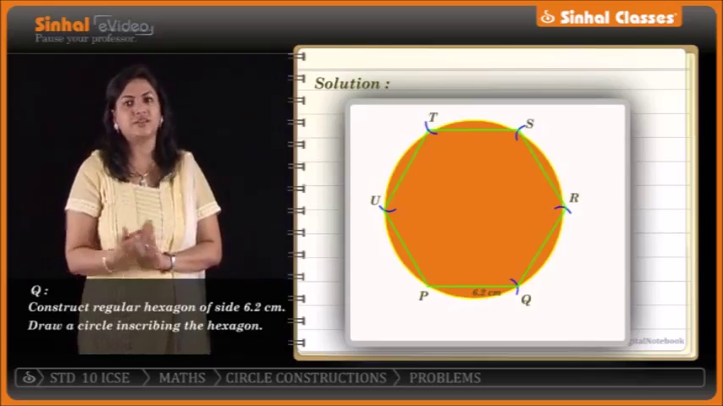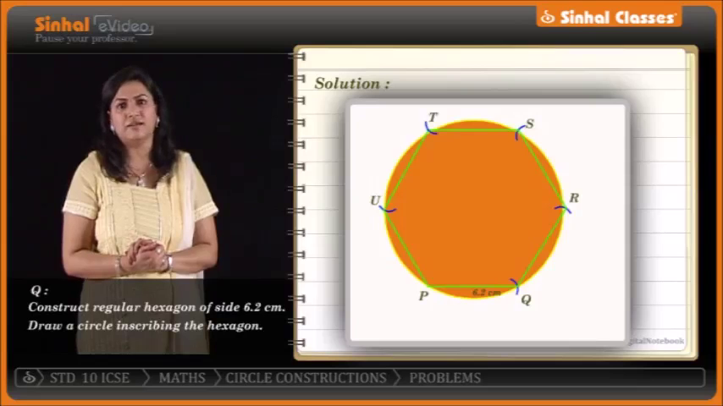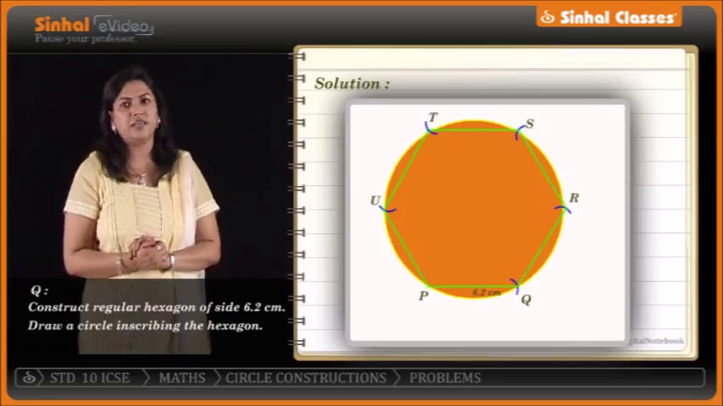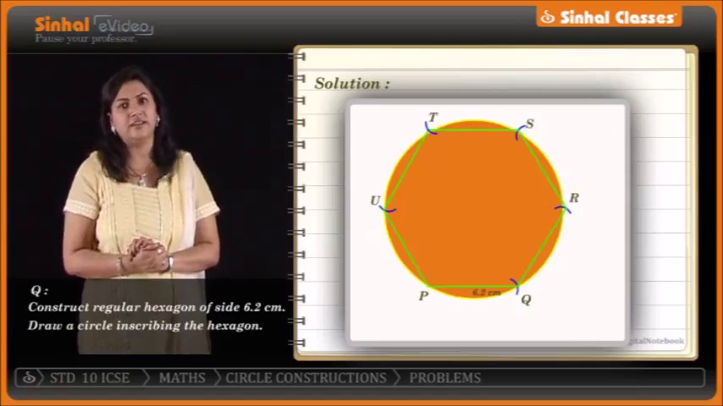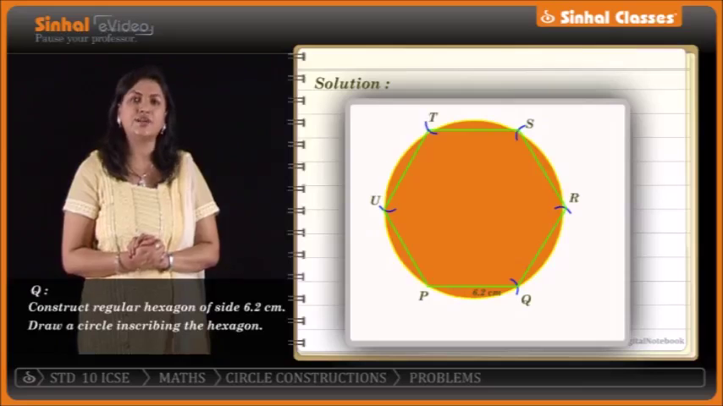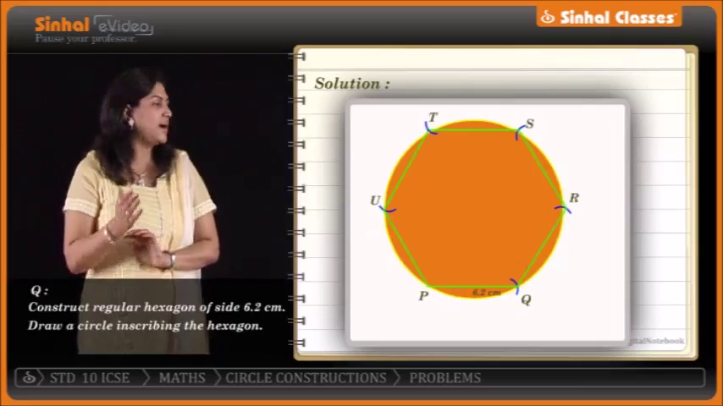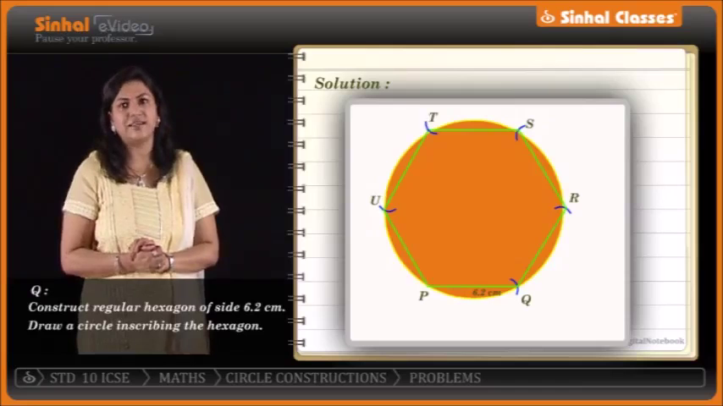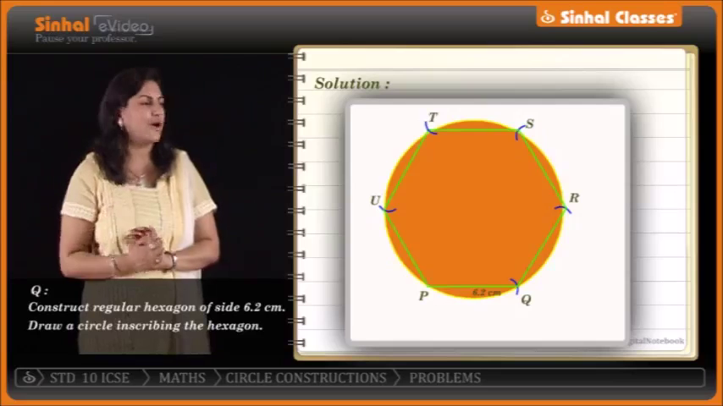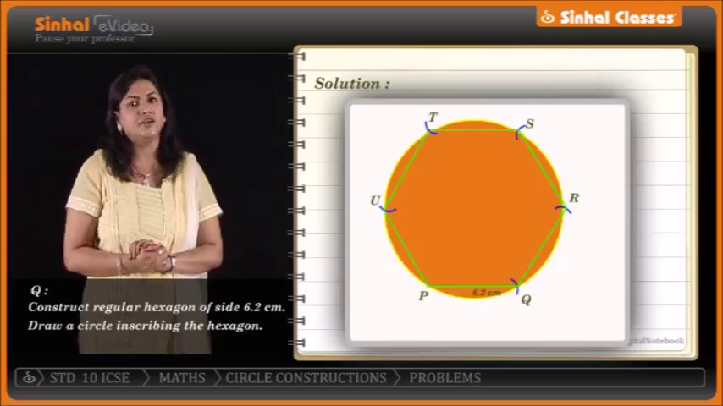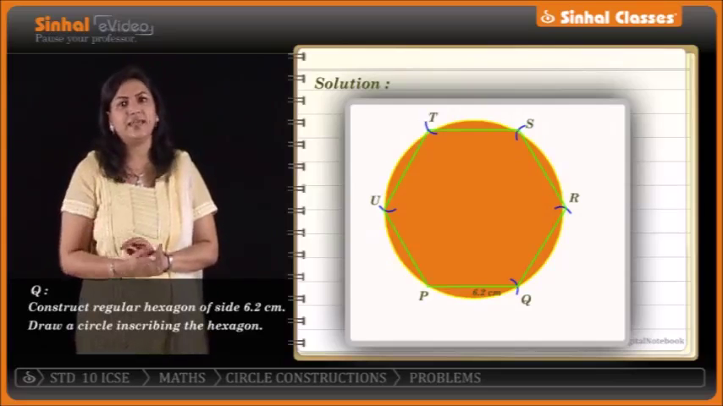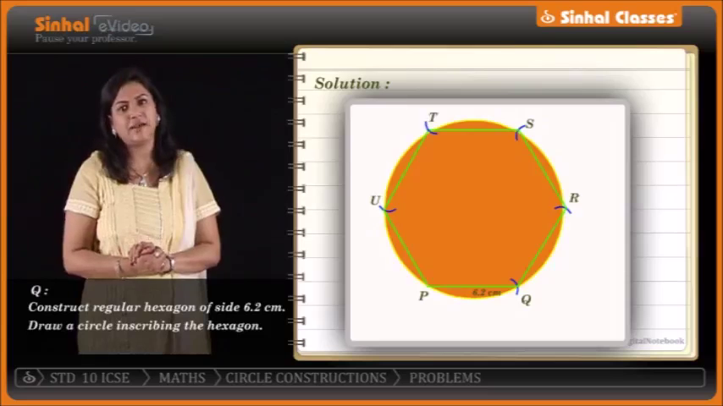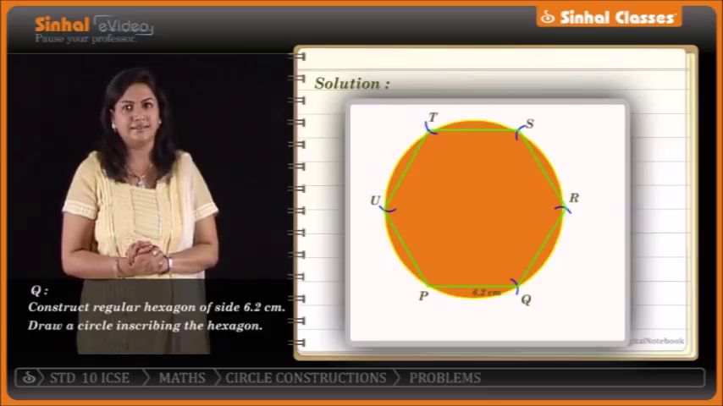We could also draw this using the alternate method. That is, draw PQ as 6.2 cm, and we know that each angle of a regular hexagon is 120 degrees. So mark the angle Q as 120 degrees. Cut an arc of 6.2 centimeters. Mark that as point R. At R, draw angle 120 degrees, and so on. Complete the hexagon. You can use any method to draw the hexagon.